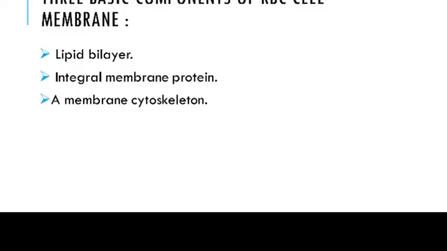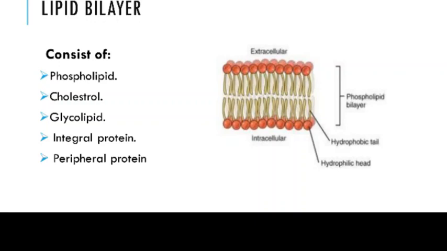So here we will discuss about three basic components of the red blood cell membrane. First, lipid bilayer, second, integral membrane protein, and the third is a membrane cytoskeleton. So first we discuss about the lipid bilayer. So what is a lipid bilayer?